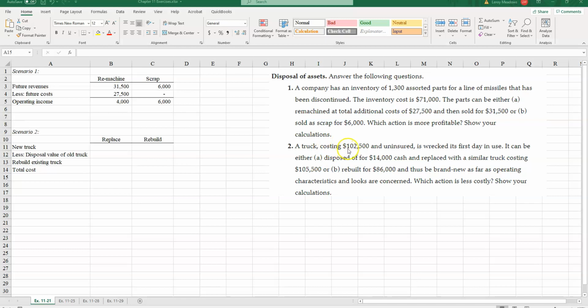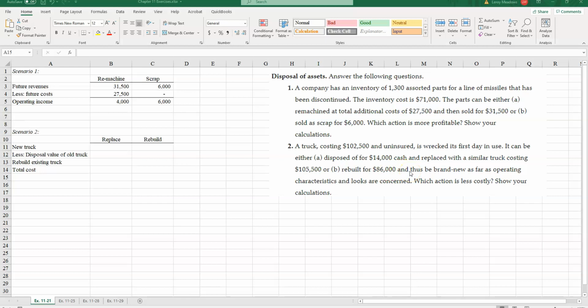A truck costing $102,500 and uninsured is wrecked its first day in use. I think that driver's not having a very good day. Now we have two choices with that wrecked truck. We can either dispose of it for $14,000 cash and replace it with a similar truck costing $105,500, or we can rebuild the original one that was wrecked for $86,000, and thus it'll look and operate brand new.